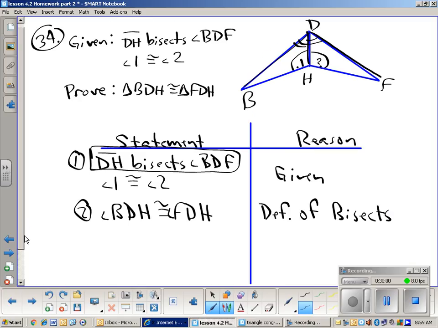And then we're almost out of time, so just real quickly, DH is the same in both, right? So we're going to say segment DH congruent to segment DH because of reflexive. And then what rule says my triangles are congruent? Angle, side, angle, because in this case my side is between my two angles, isn't it? Okay, good.